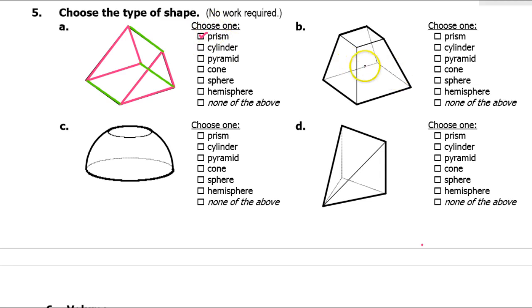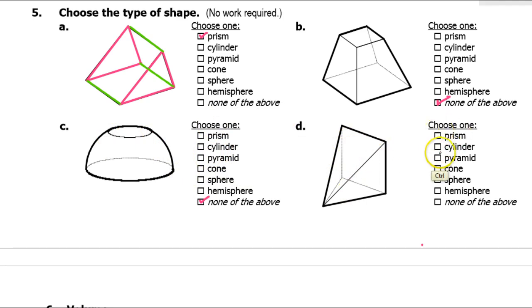All right, on the other hand, this is none of these. It's not a prism because the bases are not congruent. It does not have two congruent bases, and it's just none of these things. Same with this. This is none of the above. This is not a hemisphere, because the little top part is shaved off. So that's none of these.